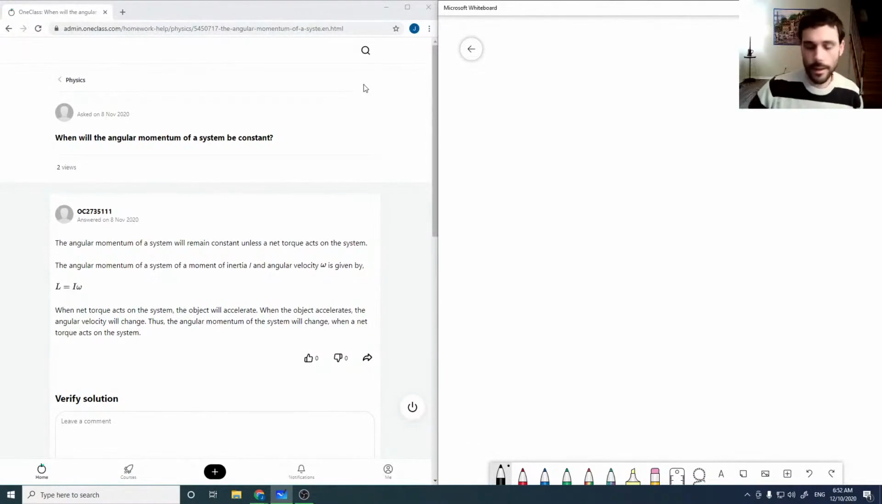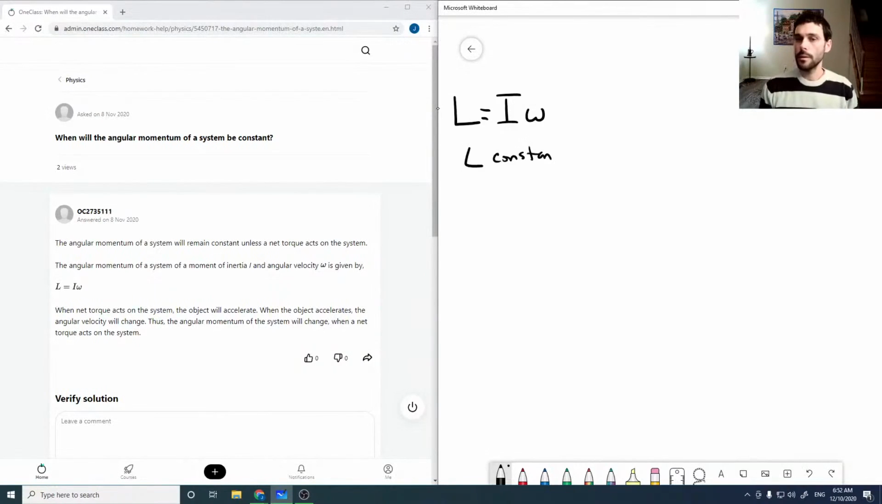When will the angular momentum of a system be constant? So this is kind of another parallel that we have with linear motion. Our angular momentum is defined as I omega. So L will be constant. L is obviously going to be a constant if our omega is constant, as I is just our moment of inertia.